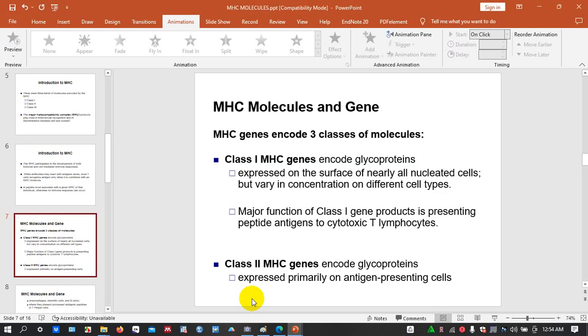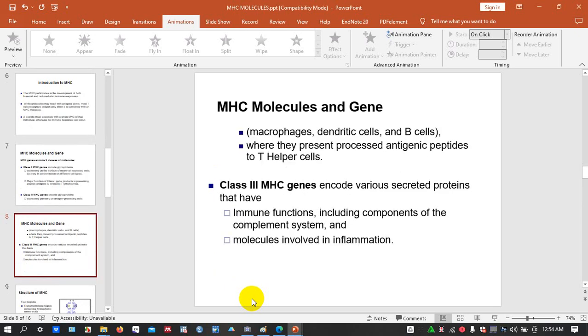Class 2 MHC genes encode glycoproteins expressed primarily on antigen presenting cells. I've explained that one. Among the antigen presenting cells, we have the macrophages, we have the dendritic cells, and we have B cells. We don't have neutrophil, it's the B cells. I made a mistake. They present processed antigenic peptides to helper T cells.